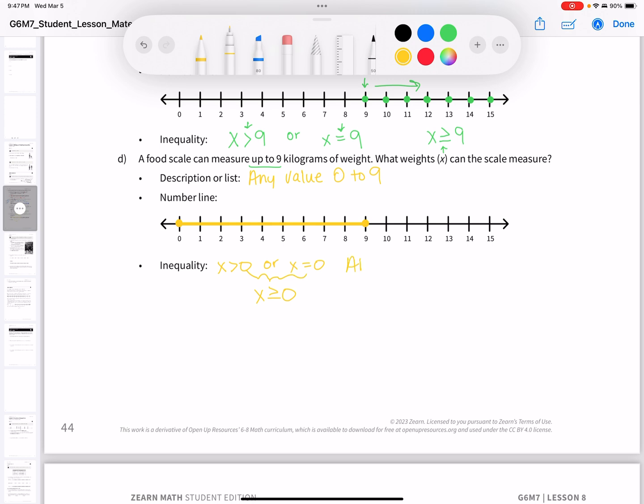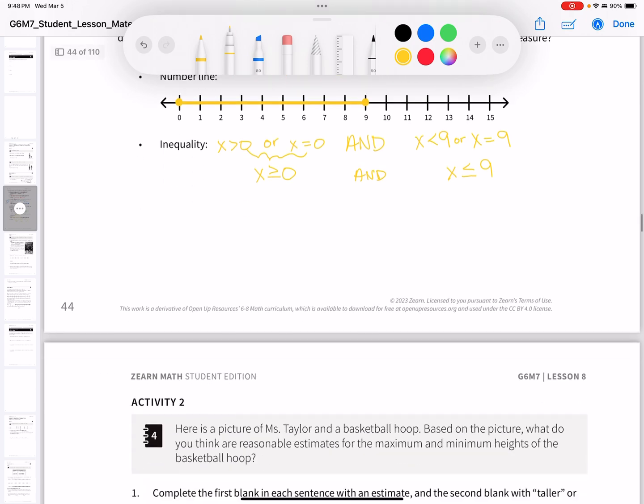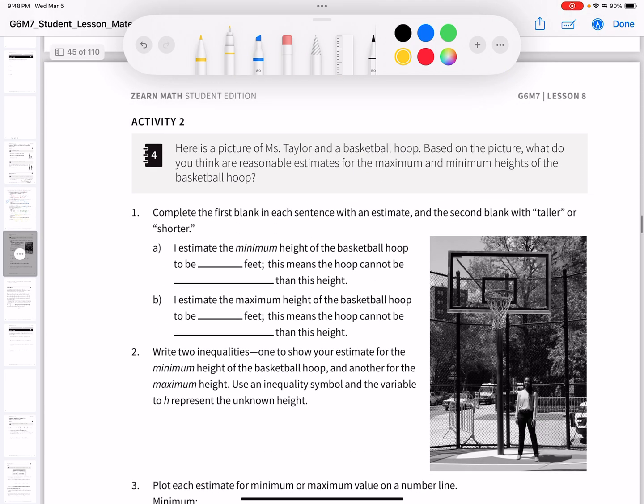And because we can't forget about the other end, X can be less than 9, or X can equal 9. And so we can write that X can be less than or equal to 9. So this and that. Okay. All right, let's look at our next activity.